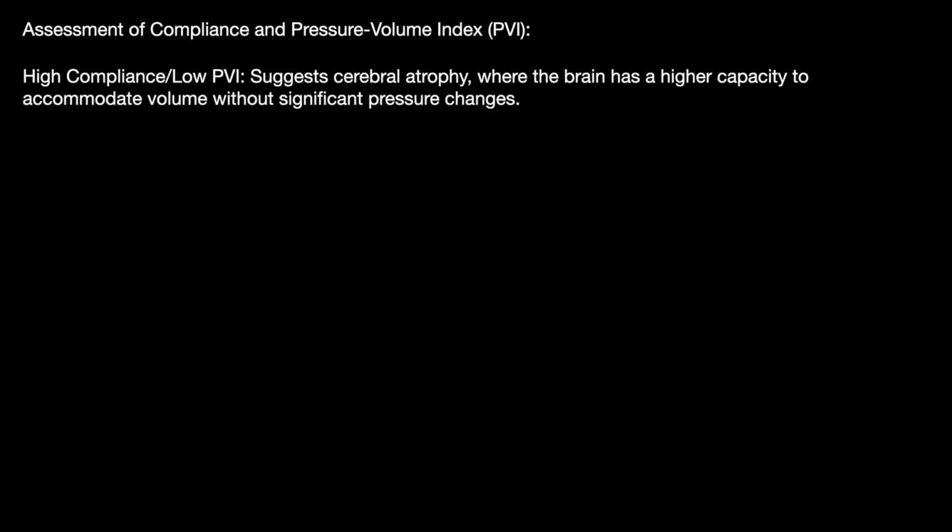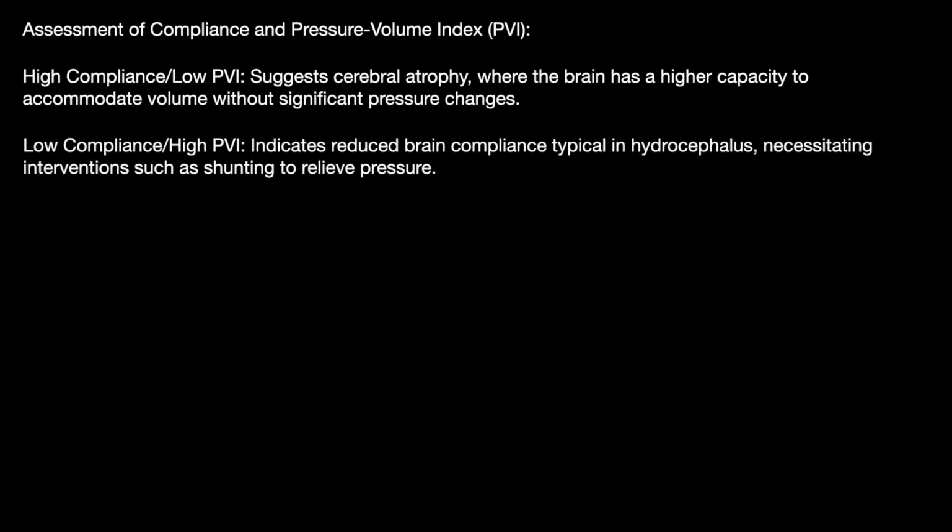Now, how is this being done? So, you assess the compliance and the pressure volume index. A high compliance and low pressure volume index suggests that there is brain atrophy, where the brain has higher capacity to accommodate a volume without significant pressure changes. However, if the compliance is low or the pressure volume index is high, it indicates that the brain compliance is low, typical in hydrocephalus, necessitating interventions like shunting. So, like in a post-craniectomy scenario where there is neuronal loss, there is a chance of brain atrophy. So all the hydrocephalus that you see will not necessarily respond to shunting. So this helps us in selecting those patients who will benefit from shunting.